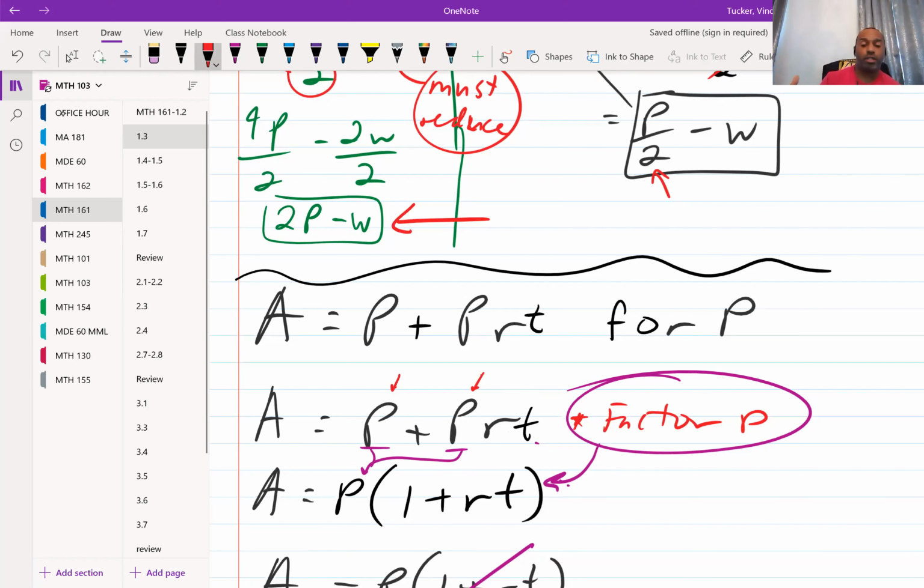So don't forget factoring is the reversal or the undoing of multiplication. If you do want to check, you can always multiply that back into the parentheses, and you should get what you originally had. P times 1 is P, P times RT is PRT. So all we did was pull out or factor out P from those 2 terms.